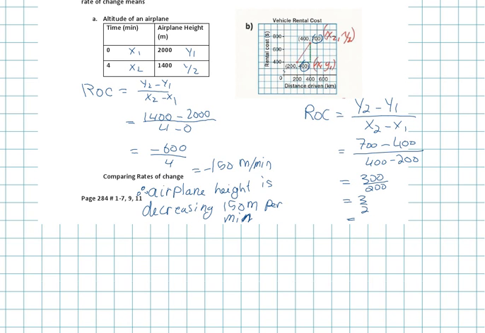So that's 300 over 200, which is 3 over 2. And the unit for that is dollars per kilometer, which means the cost is increasing by $1.50 for every kilometer you drive. There's no unit for currency, but we have to use a dollar sign.